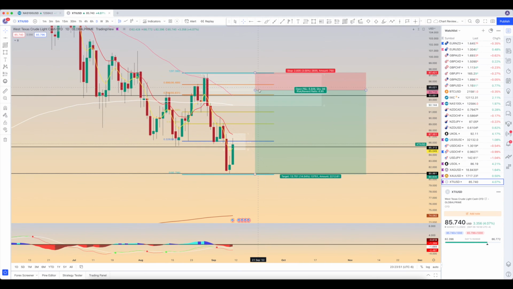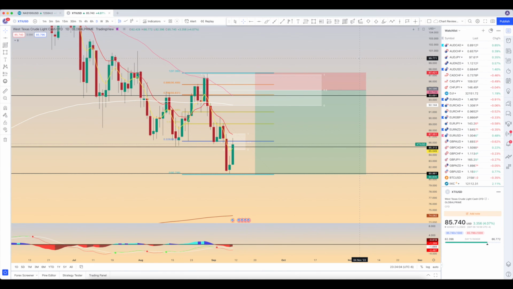So that's going to be my target. I'll see if I'm right. And yeah, the potential for it to climb up another $10 before dropping is pretty good. So that's kind of what I expect for the weeks coming up, folks.